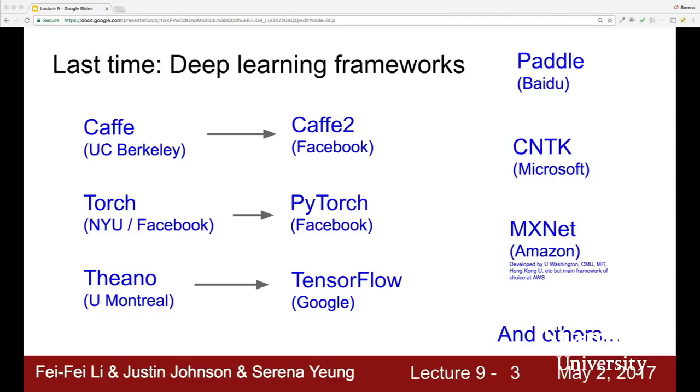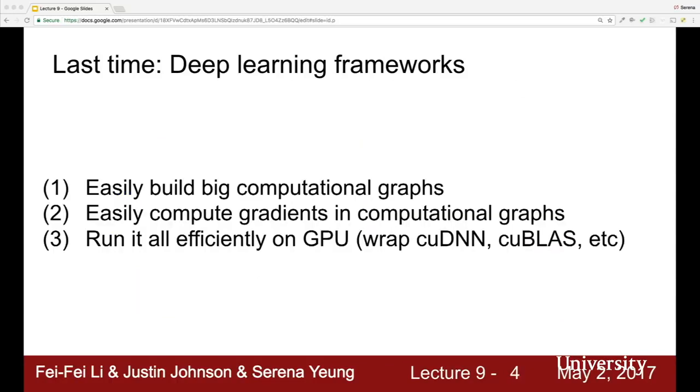Okay, so just a quick review of last time. Last time we talked about different kinds of deep learning frameworks. We talked about PyTorch, TensorFlow, Caffe2. And we saw that using these kinds of frameworks, we're able to easily build big computational graphs, for example, very large neural networks and ConvNets, and really easily compute gradients in these graphs. So to compute all of the gradients for all the intermediate variables, weights, inputs, and use that to train our models and to run all of this efficiently on GPUs.